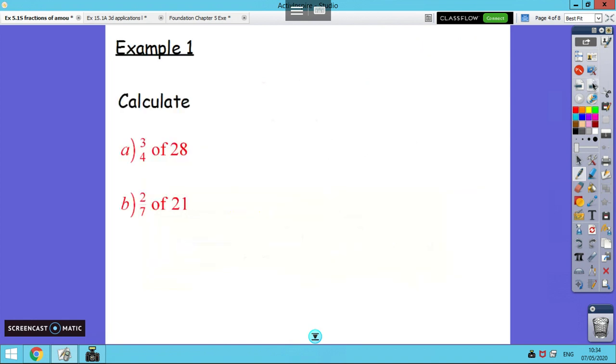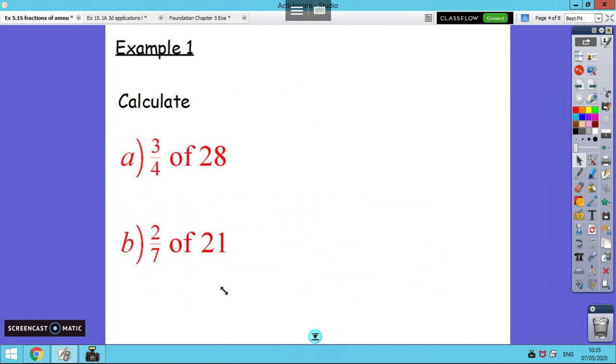Okay, so here's our first example. Now, sometimes you can get really nice questions where your answer is going to be a nice whole number. So let's have a look at these. First one is 3/4 of 28, and second one is 2/7 of 21. Now we know that this actually means 3/4 times 28, doesn't it?